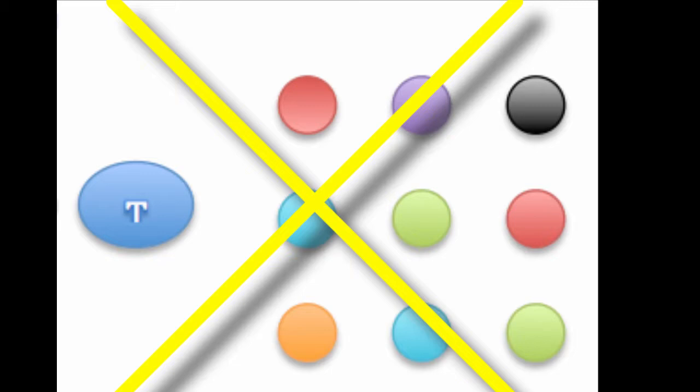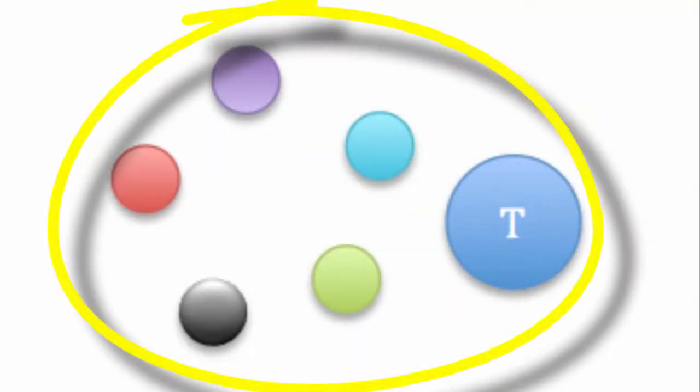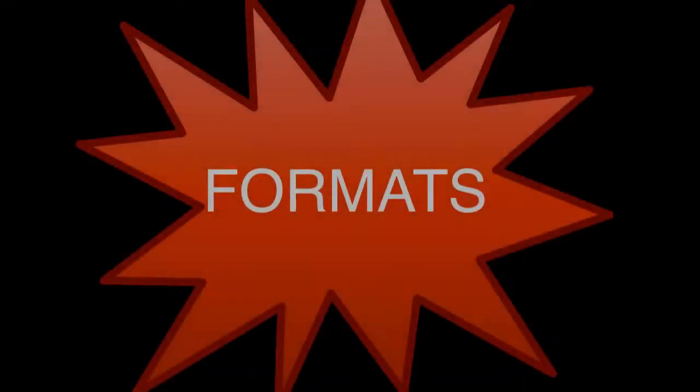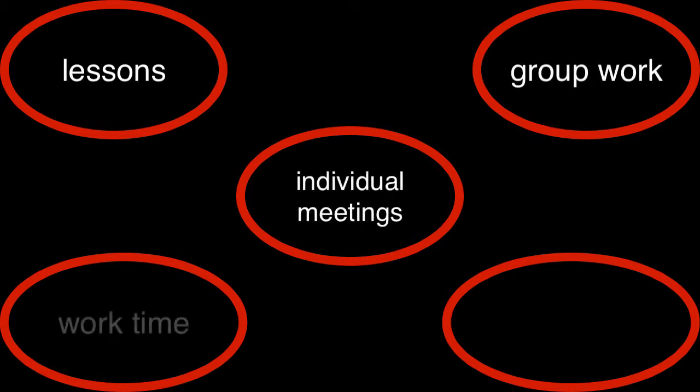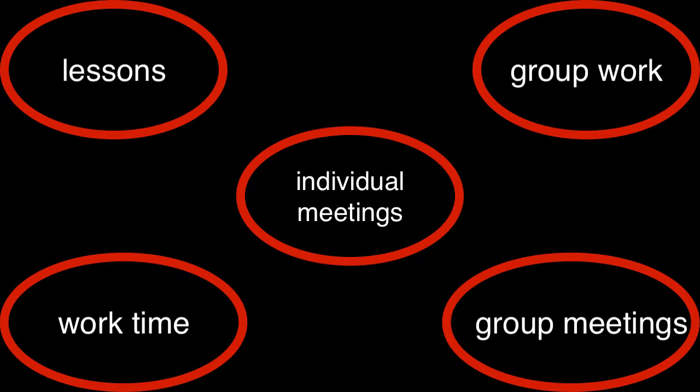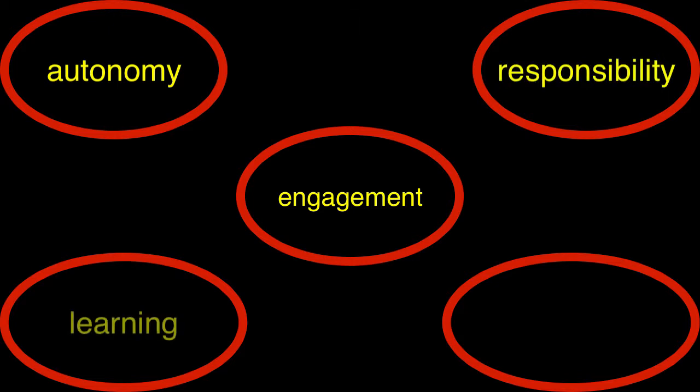In breaking with the transmission tradition, learning cultures is organized around a set of simple yet comprehensive social practices that we call learning formats. On the surface, the formats look like familiar classroom routines: lessons, group work, individual conferences, work time, and group meetings. But these elements are redesigned in learning cultures to incorporate key insights from the behavioral sciences in ways that maximize student engagement, autonomy, responsibility, and learning.